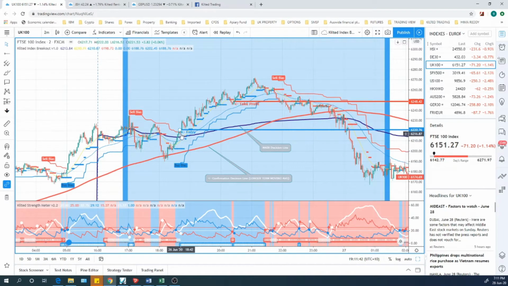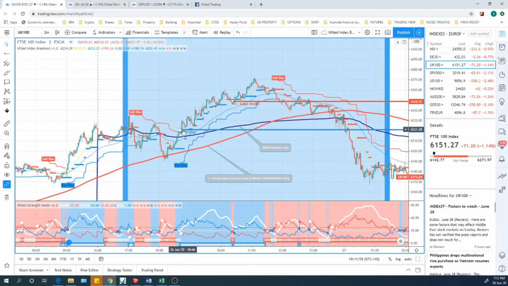Were we looking to get in? You betcha we were looking to get in, because our Kilted strength meter was ticking up. We have a strong trend signal here to the upside on the Kilted strength meter. We then have price pushing up through our main decision line. We took an entry here.